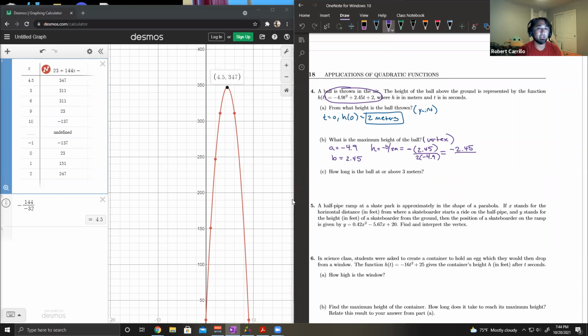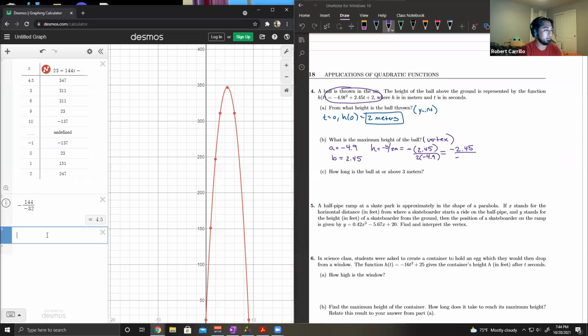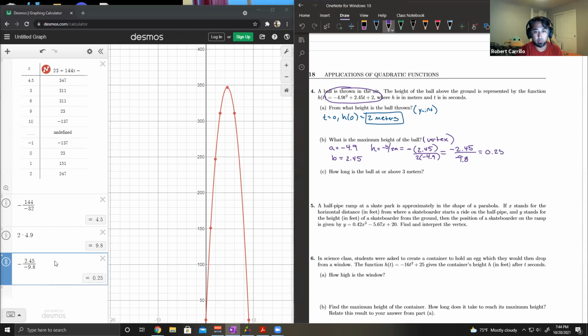What is that? Is that 9.8? Let's see. Yeah, negative 9.8. Okay, and then over here, negative 2.45 over negative 9.8 gives me a positive 0.25. So remember, the H value of our vertex represents the amount of time that we're going to get to that maximum height. So this is going to happen in 0.25 seconds.